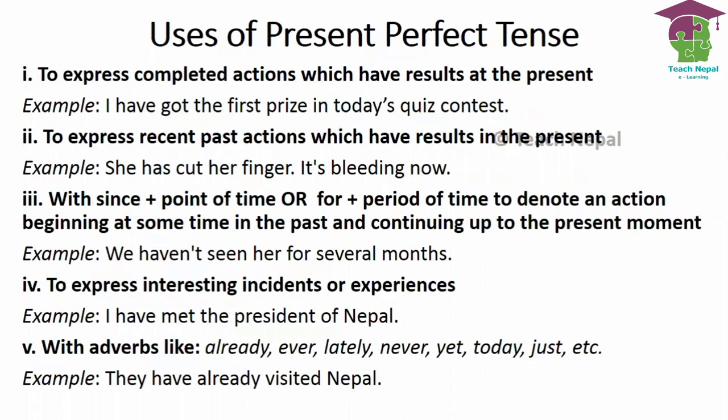Next is uses of present perfect tense, you see, to express completed actions which have results at the present, right? Completed action, but in the present it has the effect, right? To express recent past actions which have results in the present. For example, she has cut her finger, it's bleeding now. There are many other things for which we also use these.